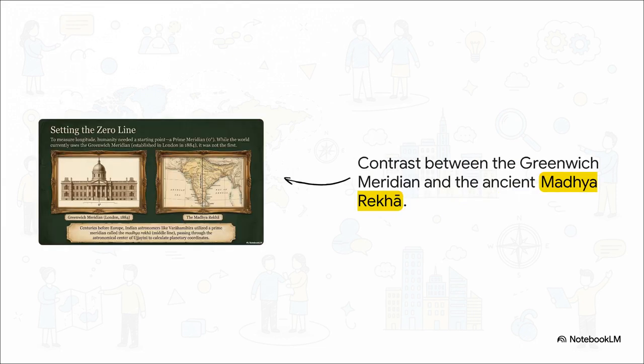Now, to actually measure longitude, humanity needed a starting point, right? An absolute zero line. Today, the world universally uses the Greenwich Meridian, which was established in London back in 1884. But here is a really fascinating historical fact.